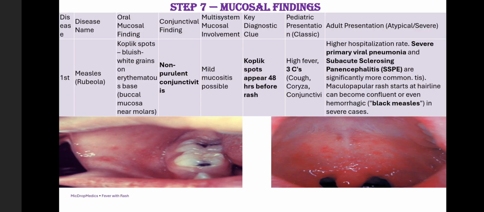Now moving on to step 7. Here we look at the mucosa because it tells us the inside story of the rash. Let's decode the numbered diseases in adults. The first disease, measles or rubeola. Unlike children, adults have a pretty severe presentation. Along with high fever, cough, coryza, and conjunctivitis, look for the Koplik spots on the cheek and watch out for black measles, panencephalitis, and deadly pneumonia.